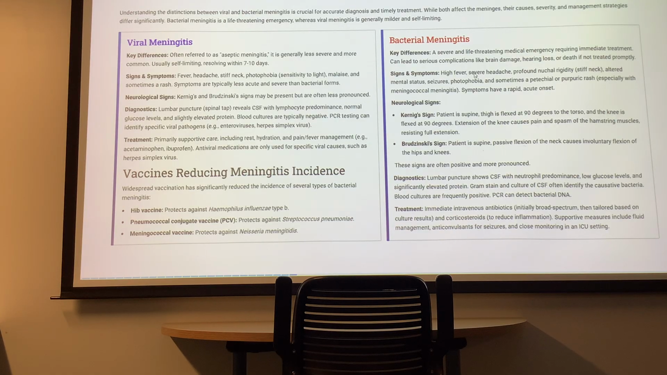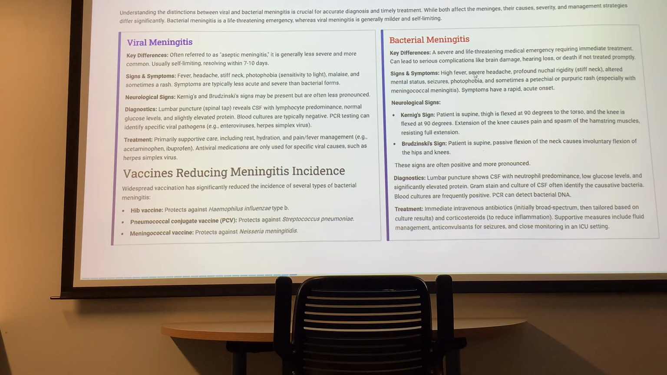Okay. The Brudzinski sign, you're going to have them laying flat, and you're going to have them flex their neck. When they flex their neck, it should cause involuntary flexion of the hips and the knees. Right. So when they do that, it will pull it up. Okay. So if they're having those things, it's bacterial. You won't necessarily see that with viral, but you will see it with the bacterial.